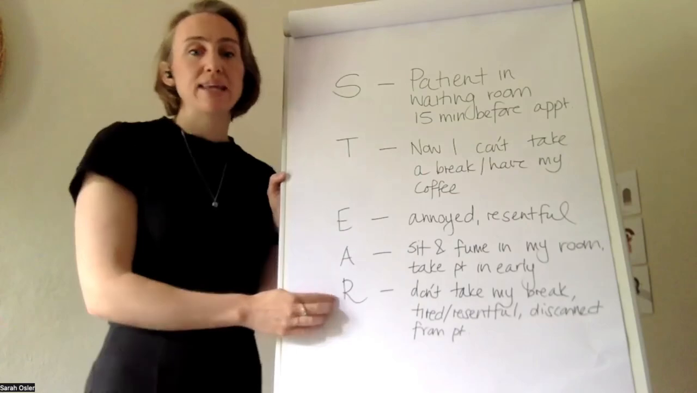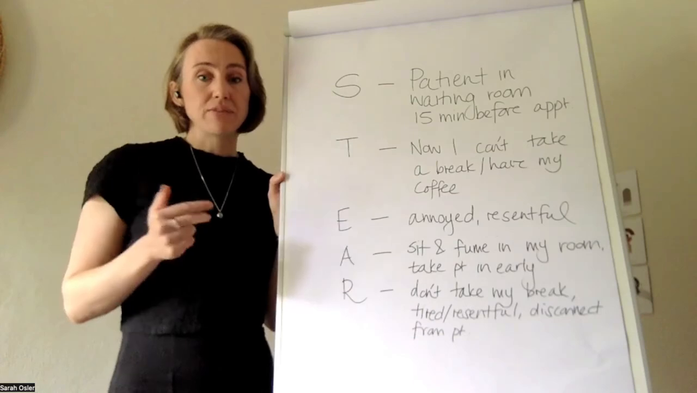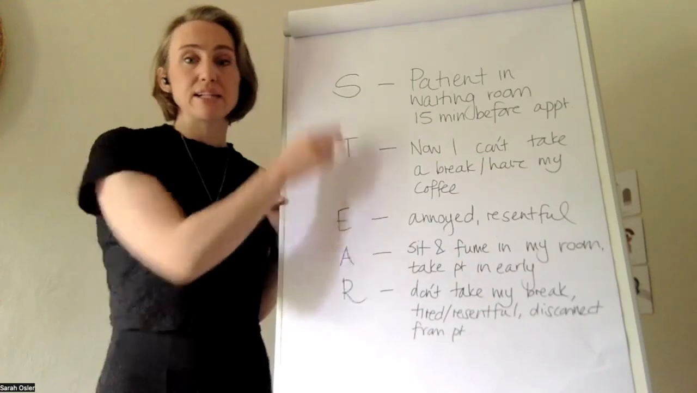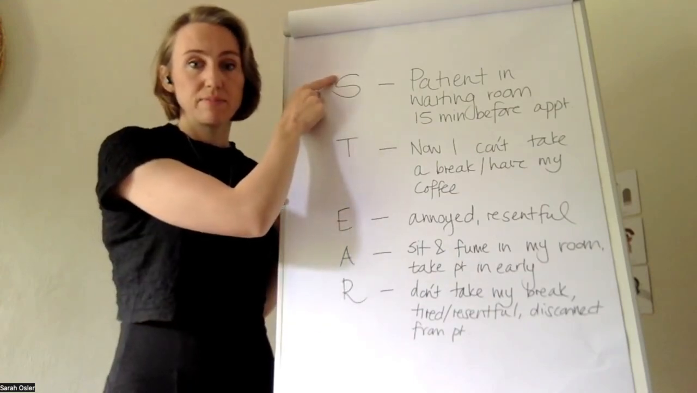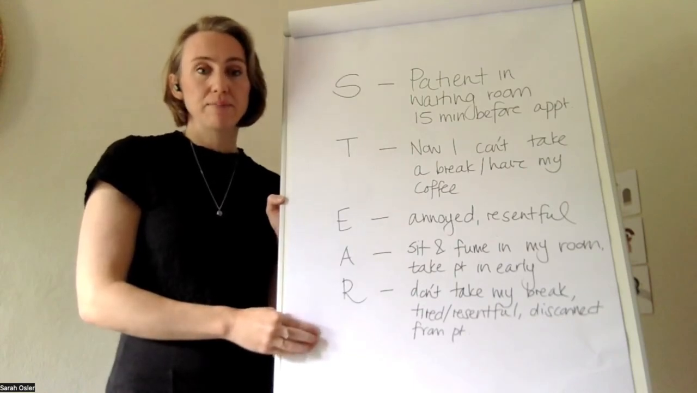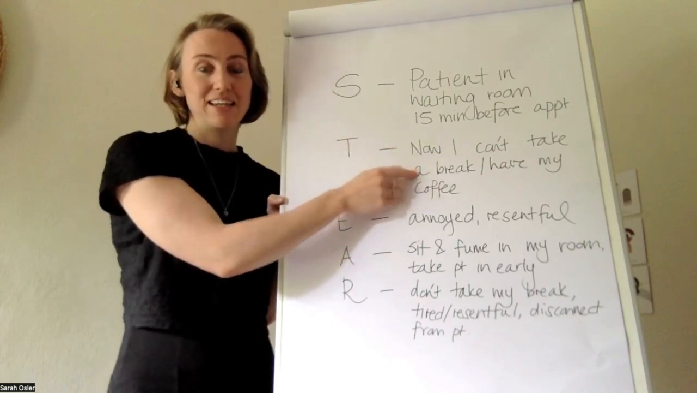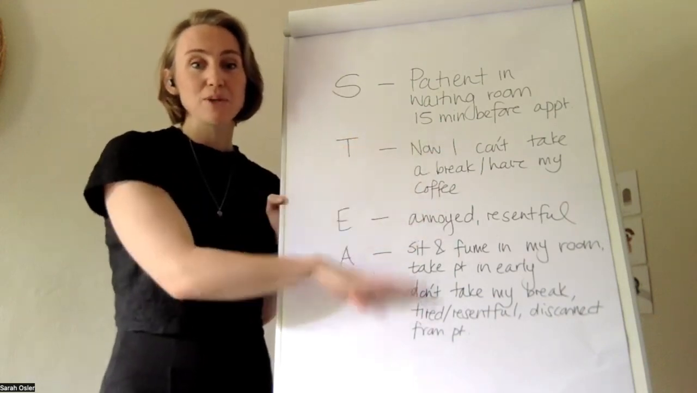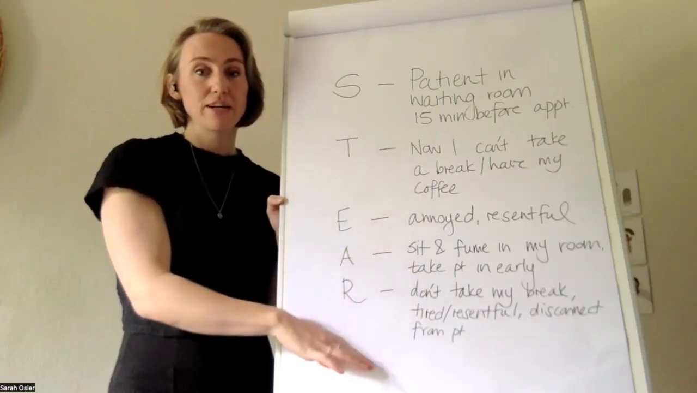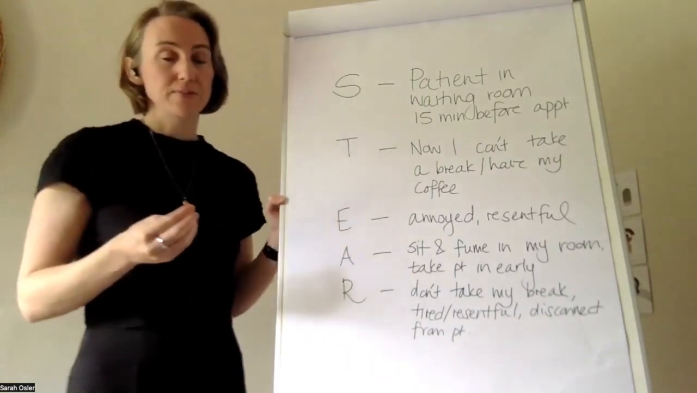So we like to say that this result, like I couldn't take my break today, I'm feeling annoyed, I'm resentful, I'm feeling disconnected from my patient, all these results that we have here, we want to say that it's because of this. We want to explain it by, it's because my patient was in the waiting room 15 minutes early. But really, it's because of what we made that mean. This whole map is because of what we were thinking here. This is how it kind of follows along, right? So that's the other really important thing to notice.